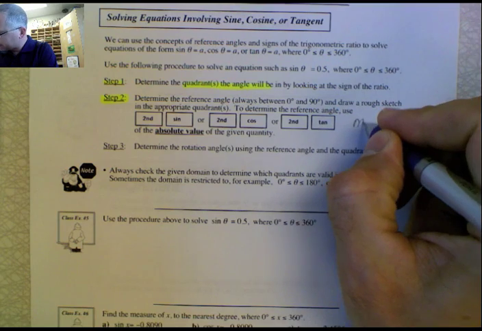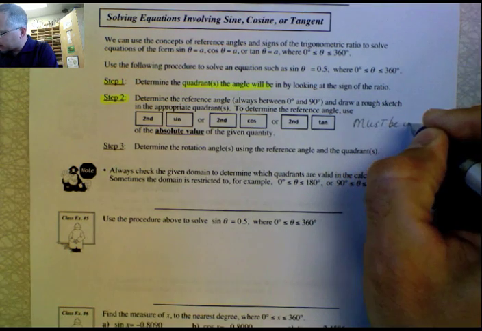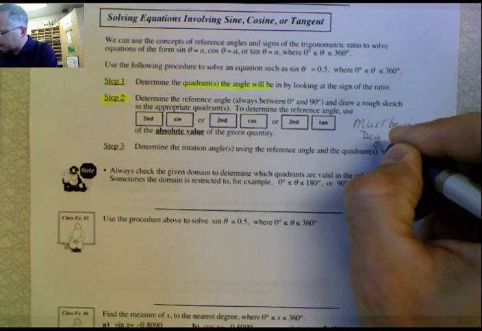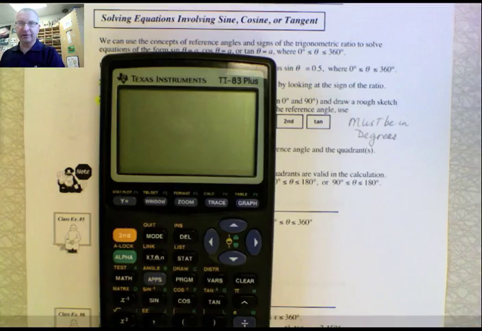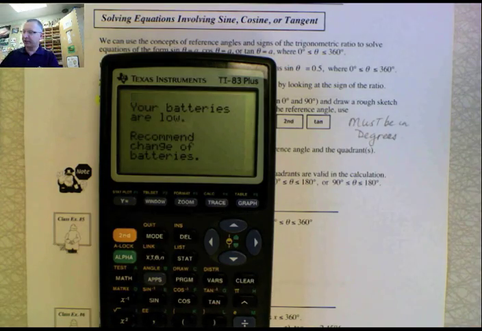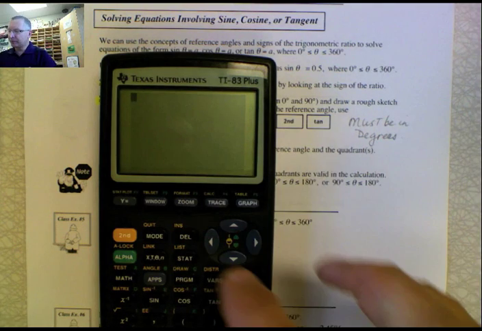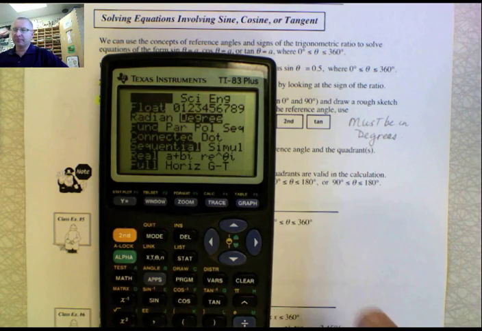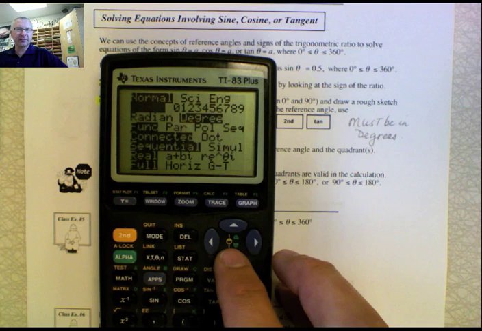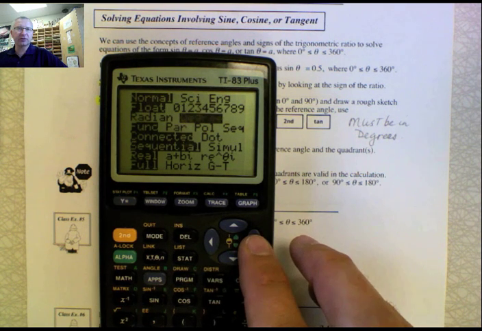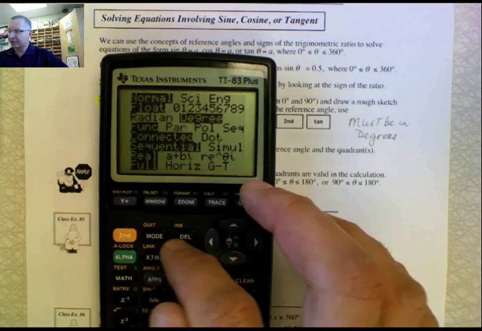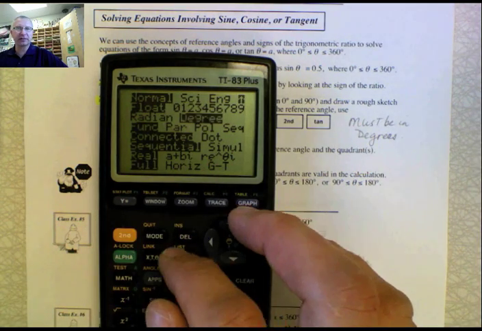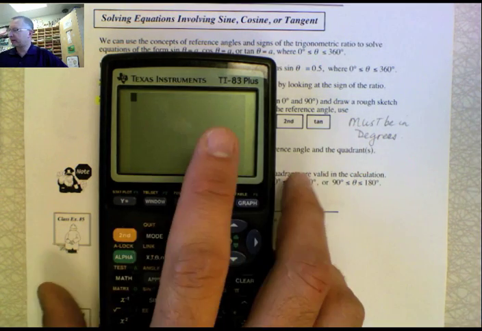But the other thing you need to remember when you use those things is that your calculator must be in degrees. So we're going to look at how to do that. How do we put our calculator in degrees? If you turn on your calculator and you hit mode, the third line down you're going to see is radians and degrees. So make sure that you're on degrees and you hit enter and your calculator is in degree mode, and then you can just hit second function and quit, and that'll get you out of there.